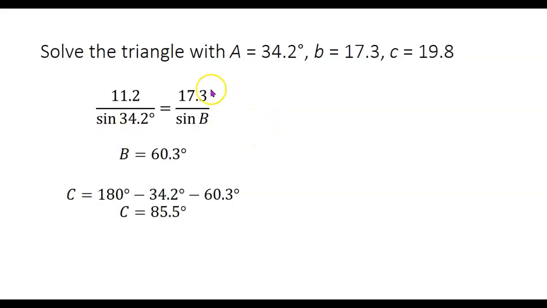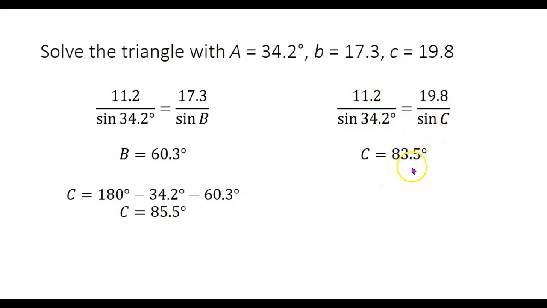The other way we could have done it would be to set up this sort of law of sines thing, but with a little c and a capital C, and work out from that what angle C is. So if we did that, we'd have 11.2 over the sine of 34.2 degrees equals 19.8 over the sine of C. Then go through the procedure for solving this to work out what C is, and we get C equals 83.5 degrees.